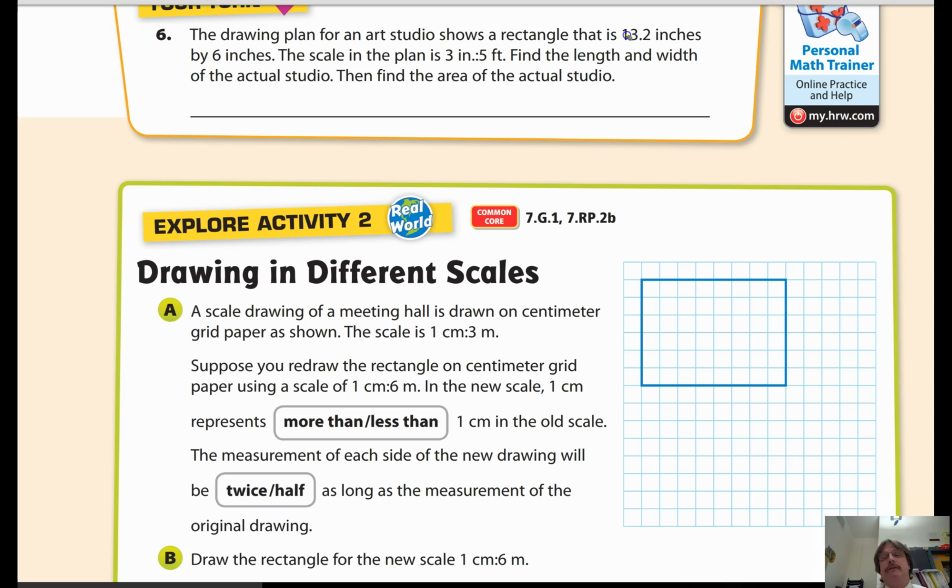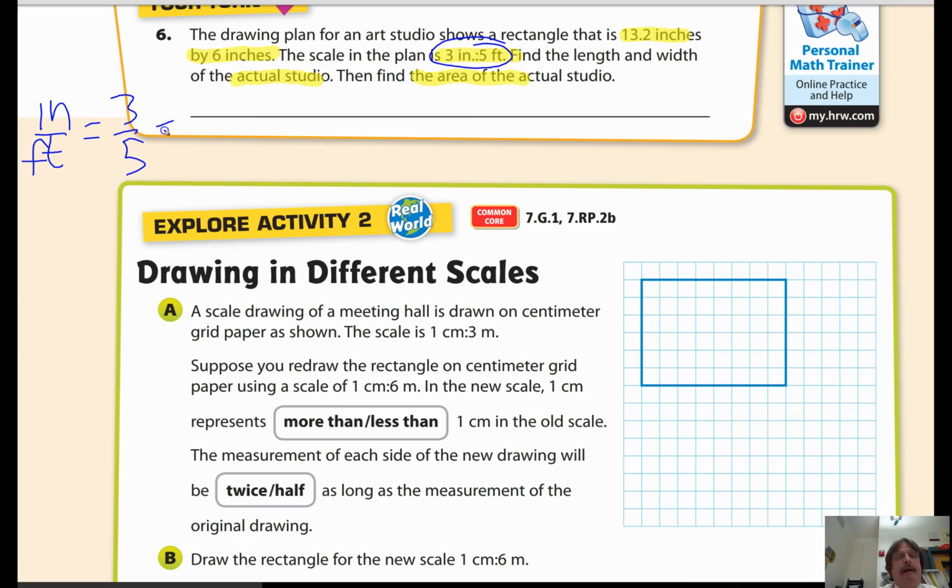So here in the Your Turn, they talk about a drawing plan for an art studio that shows a rectangle that is 13.2 inches by 6 inches. The scale in the plan is 3 inches per every 5 feet. Find the length and width of the actual studio. Then find the area of the actual studio. So a couple of things that we're going to do. Remember I talked to you about setting up inches over feet in this case, all right? And that's going to be equal to 3 over 5. Okay, that's this piece right here.